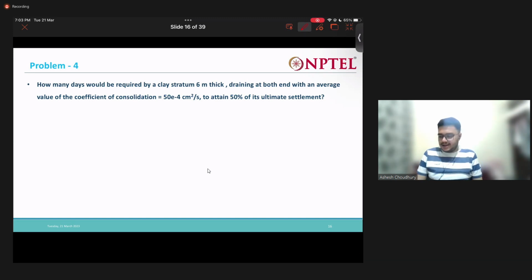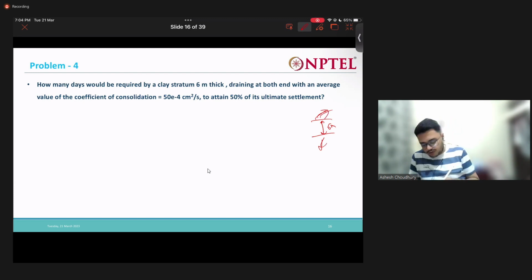In the next problem it is told: how many days would be required by a clay stratum 6 meter thick, draining at both ends, with an average value of coefficient of consolidation as this much, to attain 50% of its ultimate settlement. The thickness of clay stratum is given, and it's given that it's draining at both ends, so double drainage. This is the clay layer, 6 meter, and it's draining at both these sides.